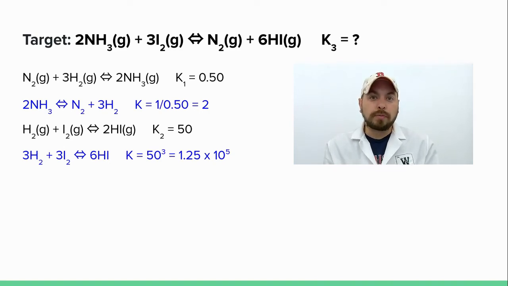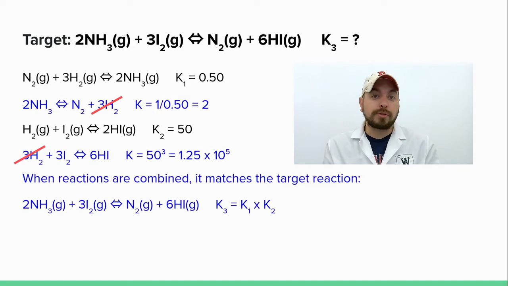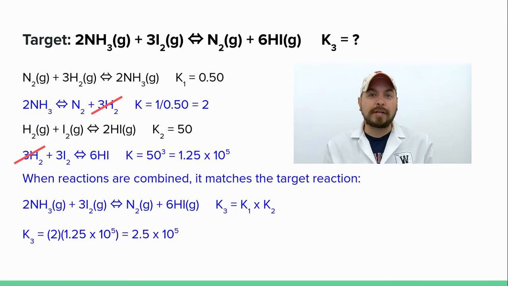In doing so, I'm going to double check the stoichiometry matches. The H2's cancel. The HI, the I2, and the NH3 all match in terms of stoichiometry of elementary steps and the stoichiometry of the target. And so now all I need to do is take those new manipulated K values of the elementary steps and multiply them together. This means that my K value of the target reaction is going to equal 2.5 times 10 to the fifth. Remember, K values don't have units, so that's a naked number. 2.5 times 10 to the positive fifth is my answer.